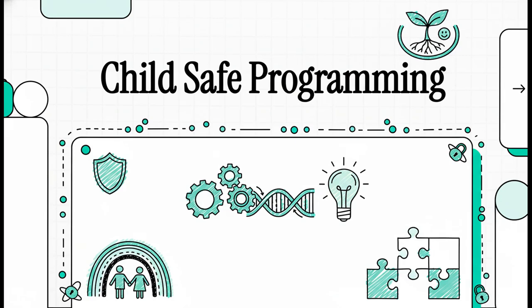When we design programs that are meant to help children, the intentions are always good. But what if the very design of that help could accidentally create new risks? That's the huge question we're diving into today. We're going to break down a framework called child-safe programming, which is all about building safety right into a project's DNA, from the very first moment.